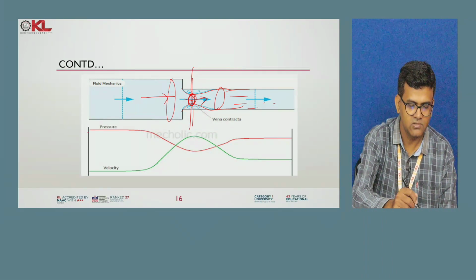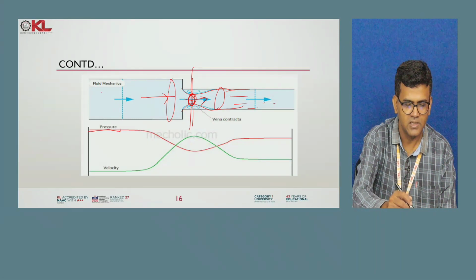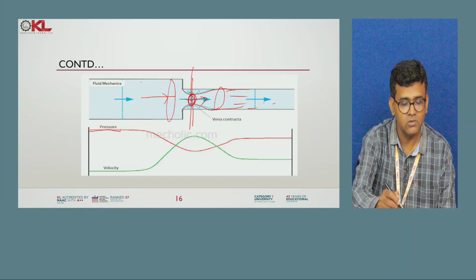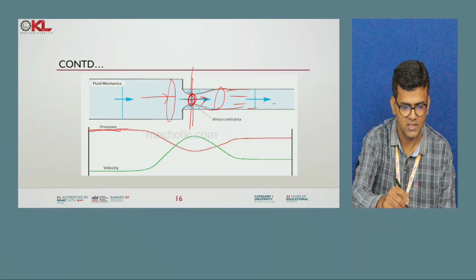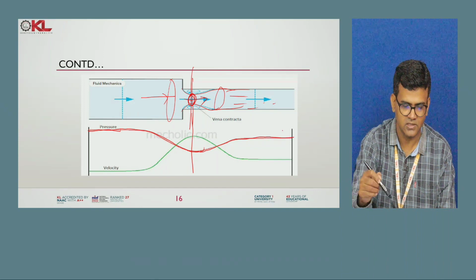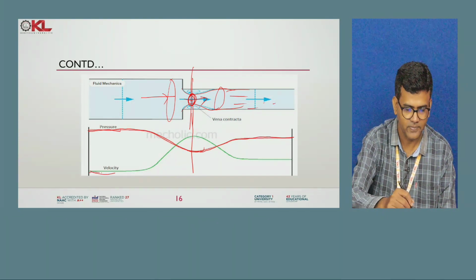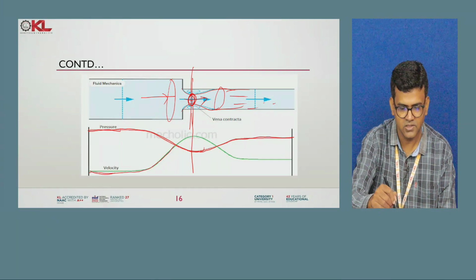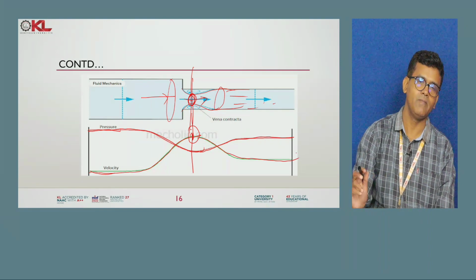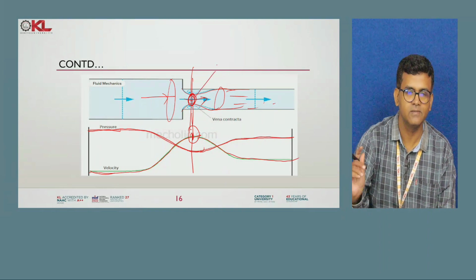You can also see the graph given here. Where the diameter is high or more, the velocity will be low, and the pressure will be high. So pressure is high here. At this section the pressure is minimum, then again it is going to increase. While the velocity is opposite to pressure, and velocity is going to be maximum at this section, then it is going to decrease. So this is the vena contracta.